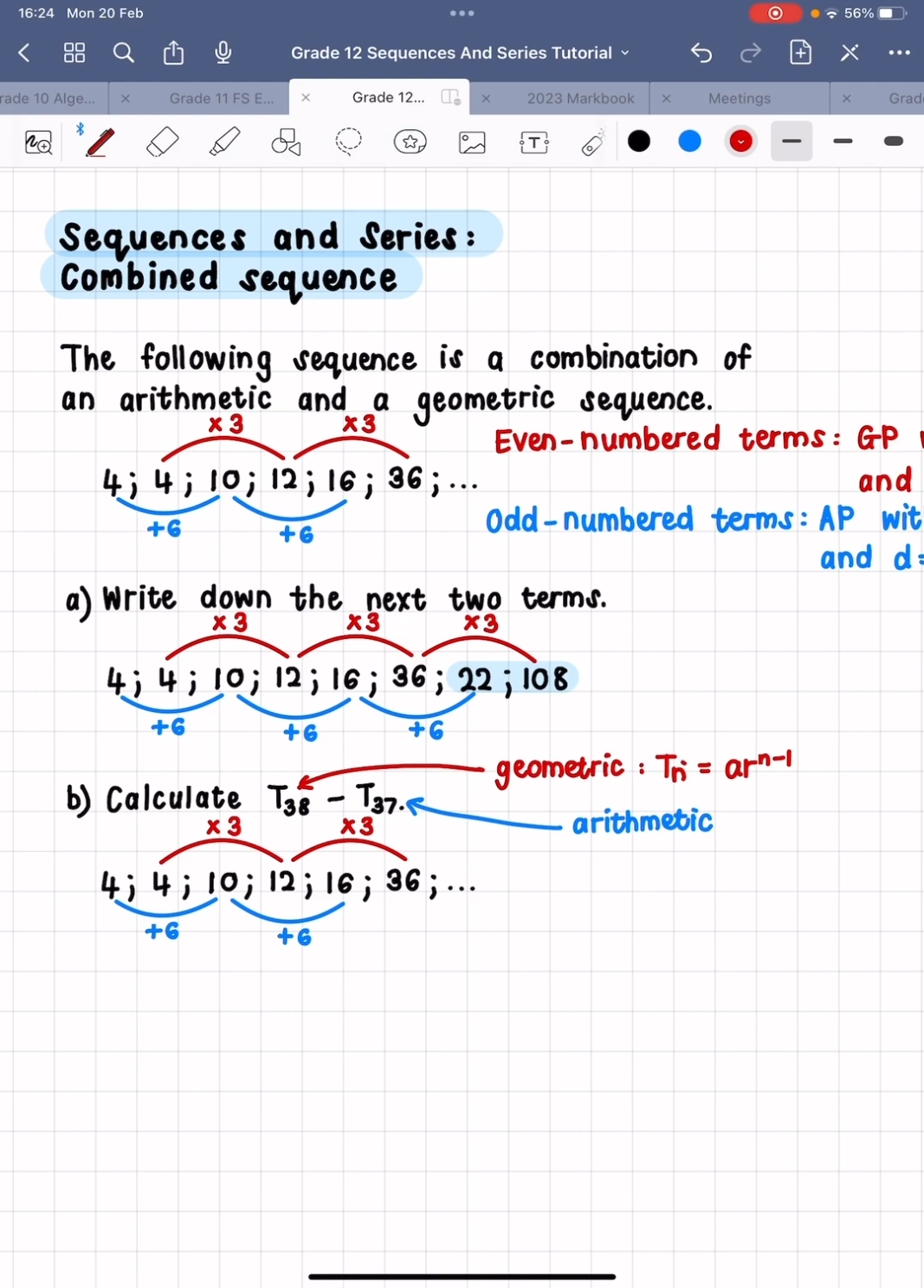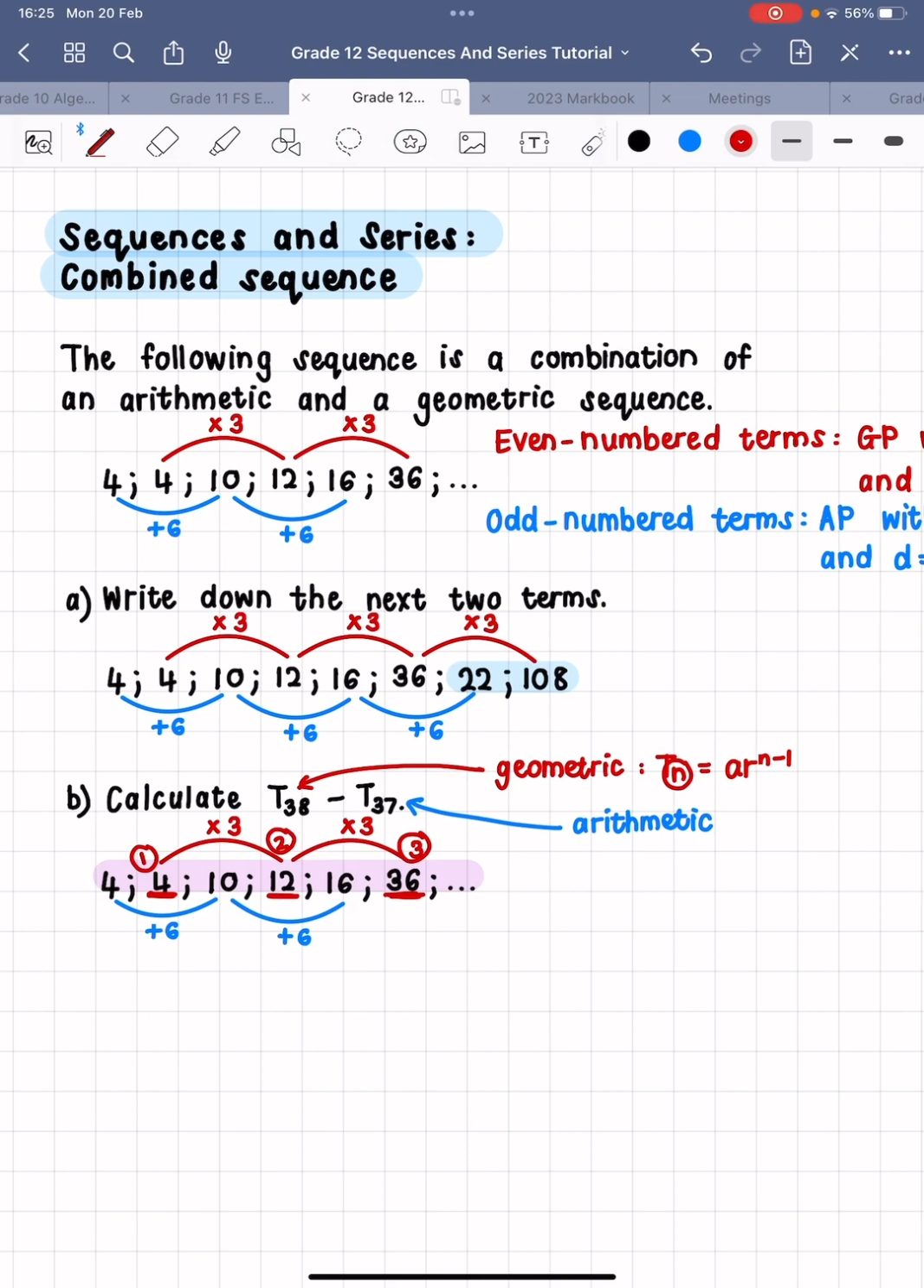But guys, I can't put a 38 there, because term 38 of this original number pattern that we started with is not term 38 of the red number pattern. Term 2 of my original number pattern is actually term 1 of my red number pattern. Term 4 of my original number pattern is actually term 2 of the red number pattern. Term 6 of my original number pattern is term 3 of my red number pattern.